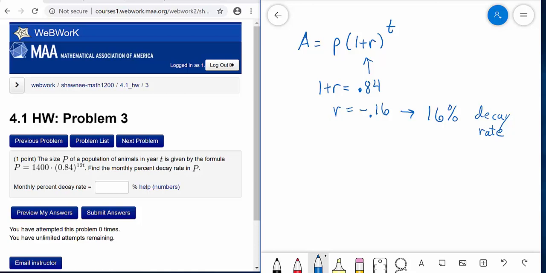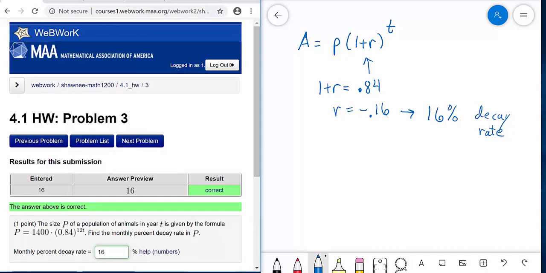So let's enter that in WebWork. Submit. So all we have to do is look at the base 0.84 and determine that the decay rate is 16%. Let's move on to problem number 4.